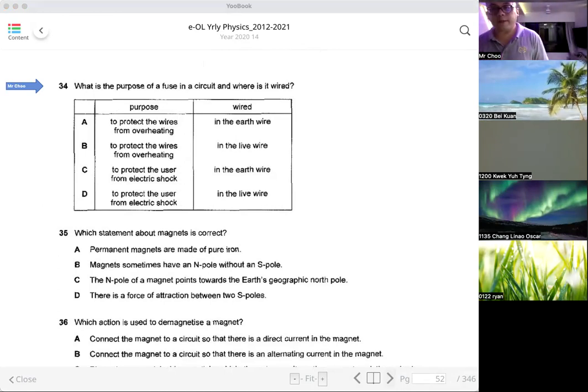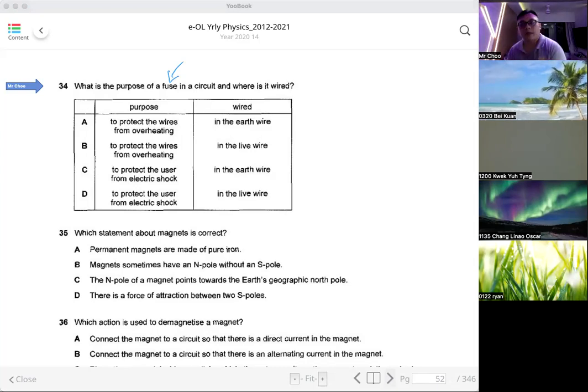Okay, Yiting, well done. Oscar, where do you put your protective device? Qiao Xing, incorrect. Oscar, incorrect. What is the purpose of a fuse? What is a fuse used for? Bacon, well done. Oscar, well done.